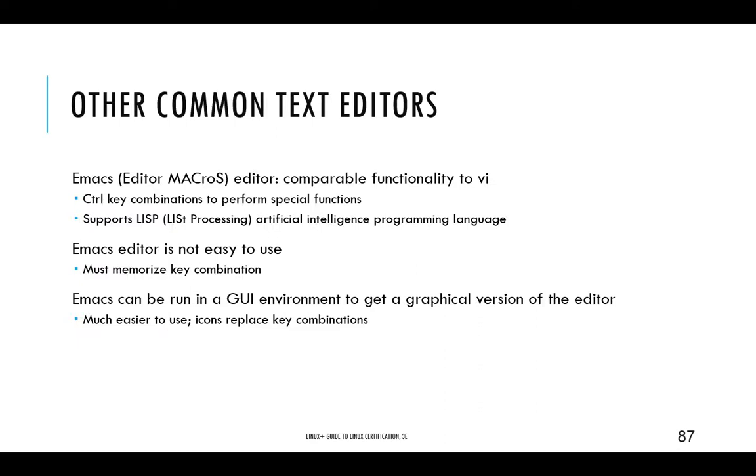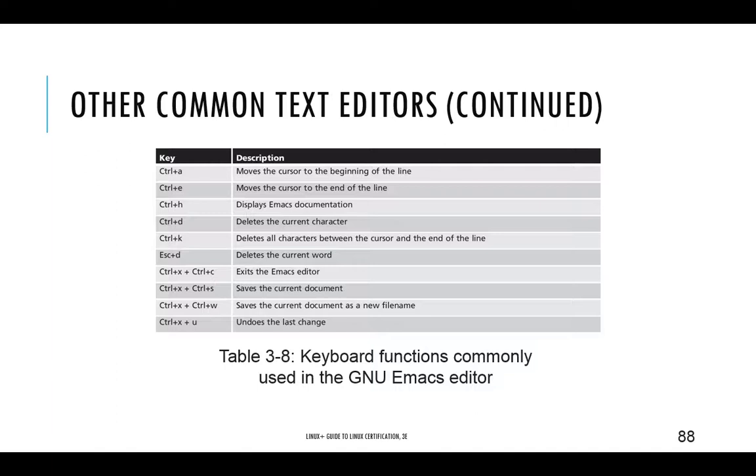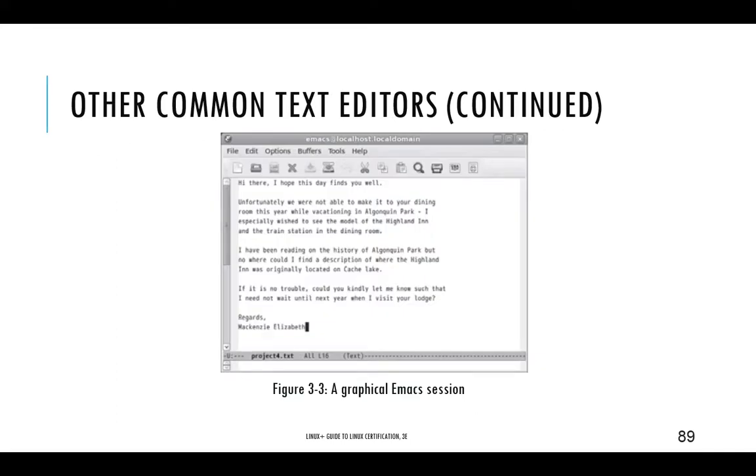Emacs is comparable to VI. It does more Lisp. It's called for list processing. Emacs is not easy to use, and it's better if you run it in the GUI version. So when we're editing our files, we're going to use Emacs, but in the GUI version, just to simplify the course for you. And that's where you can do your Control A's, Control C's, Control X's, all those types of things. And that's what Emacs is going to look like. It looks like Notepad, doesn't it? That's what it is. It's more of a WordPad, though.